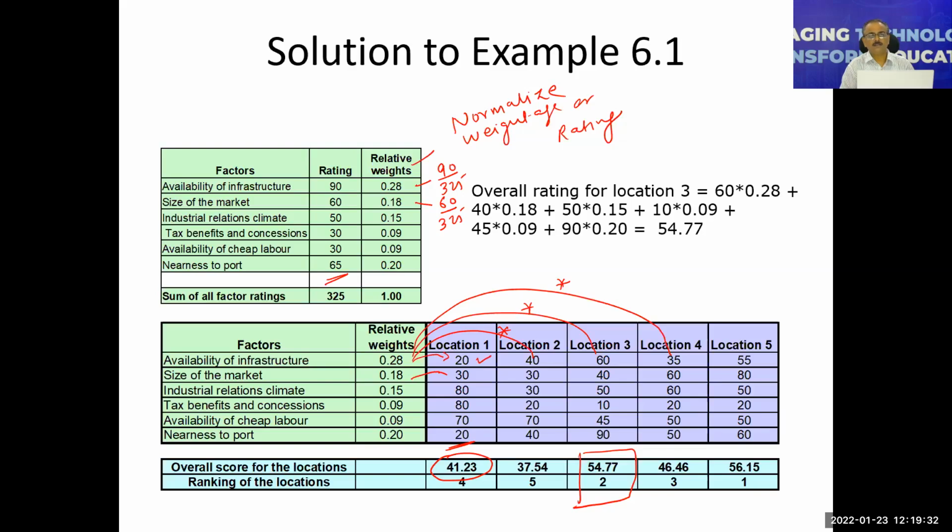Is it clear? Any doubt related to this? Okay, fine.